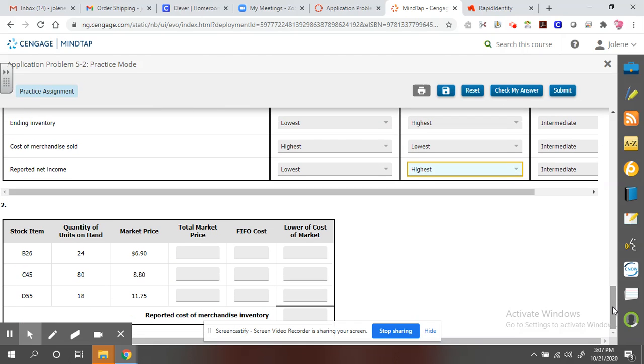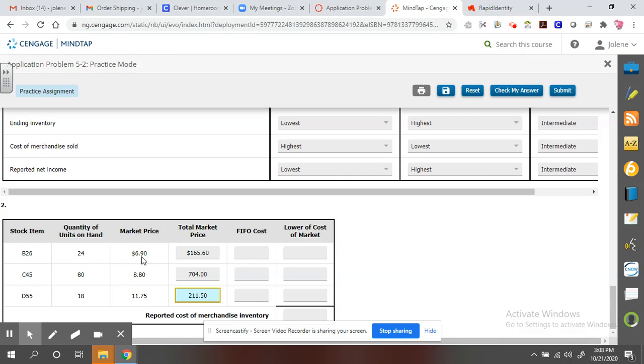So now we come down here, and we have to figure out, this is telling us the market price. So this is another way to figure out your inventory. So it's saying that we had quantity on hand. We had 24 at $6.90. So that is $165.60. We've got 80 times 8.80. That's 704. We've got 18 times 11.75. That's 211.50.